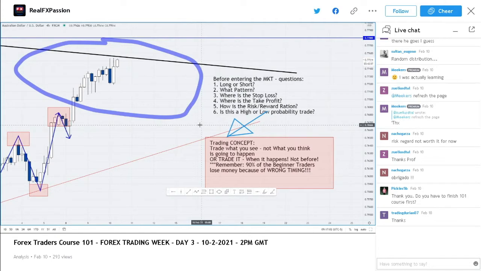Damien says, and wait for signs of rejections and enter a secure trade. Sure.